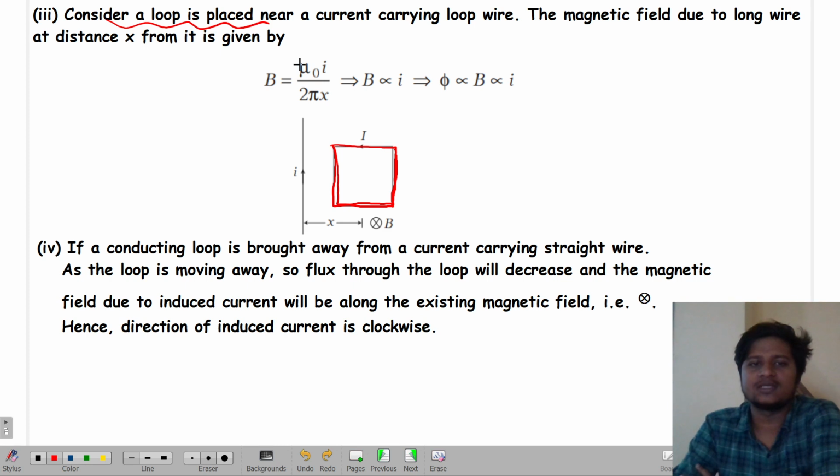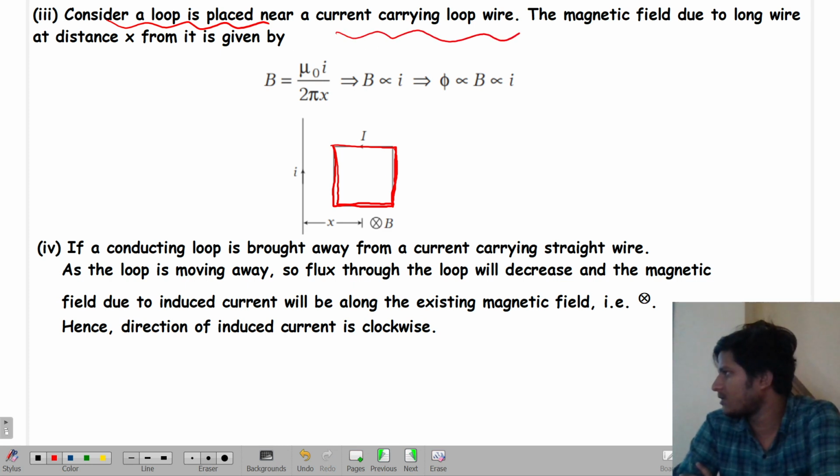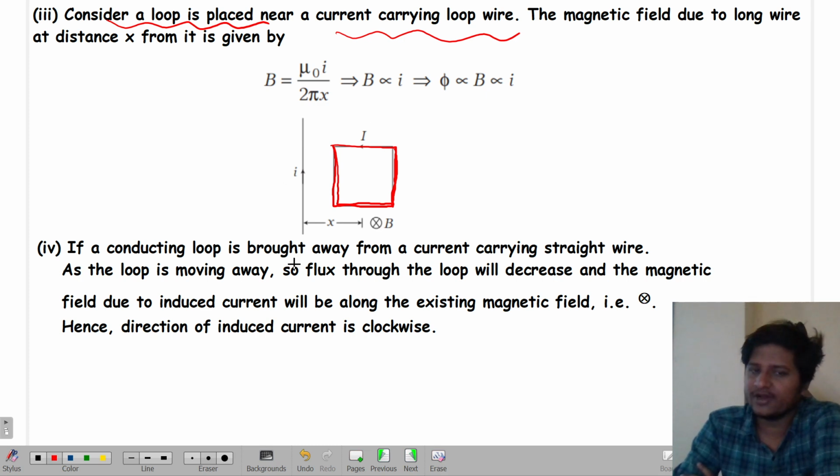Now what is happening? Let's suppose you have placed this particular loop near a current carrying wire. You have some kind of infinite length current carrying wire, and near that current carrying wire you have placed this loop. Got it or not?